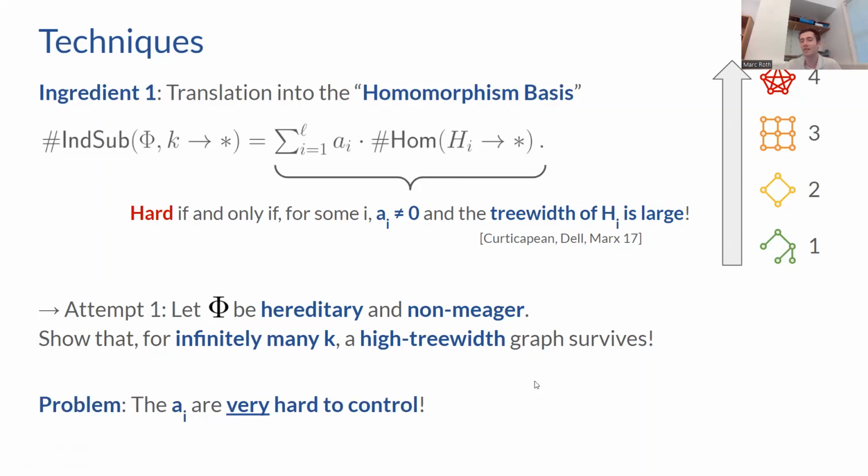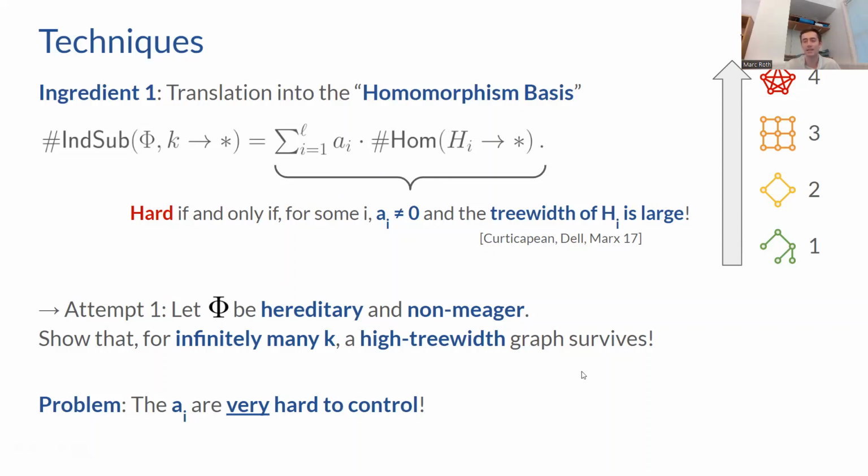However, the problem, and this was also apparent in the latest works, is that those coefficients are very hard to control. So they are very often alternating sums, so a sum over an index i of (-1)^i times something, and proving that those are non-zero can be very hard and challenging. And for hereditary properties, we were not able to resolve the complexity using this attempt.